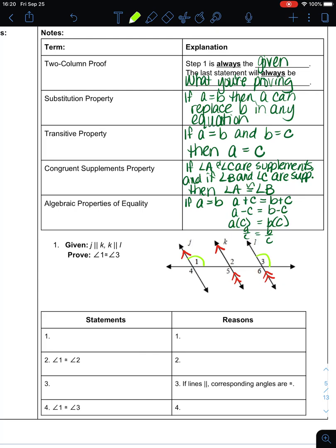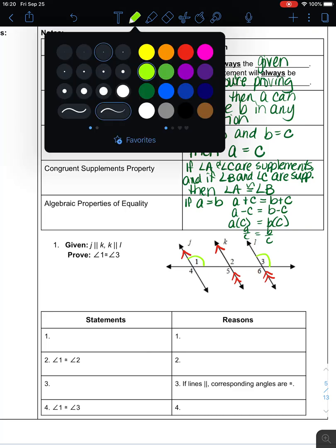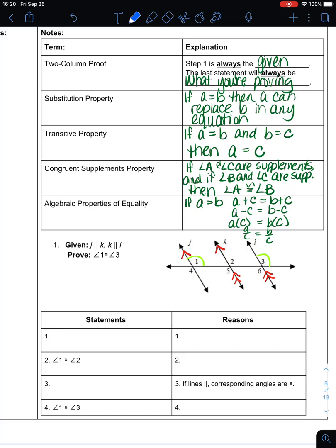Now you do not know that at all, so you can't say that until the very last statement, the very last thing that you say. So we're going to start with these step by step. We're going to do some fill in the blank before you write your own. So remember, the first statement is always going to be your given. So I was given the information that J was parallel to K and that K was parallel to L. I know that because I was told so.